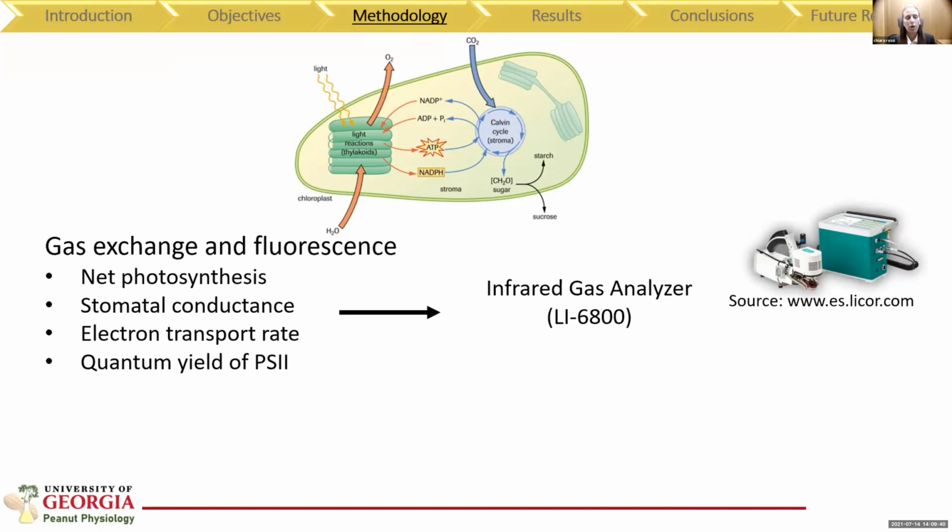So based on this, one of the physiological parameters that we decided to study was gas exchange and fluorescence, which includes different parameters like net photosynthesis, stomata conductance, electron transport rate, and quantum yield of photosystem II. All these measurements were obtained with an infrared gas analyzer that is shown in this slide.